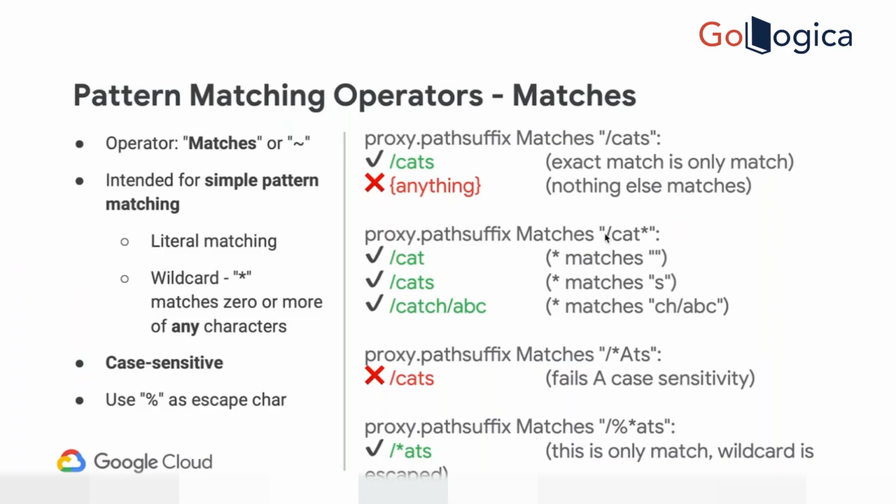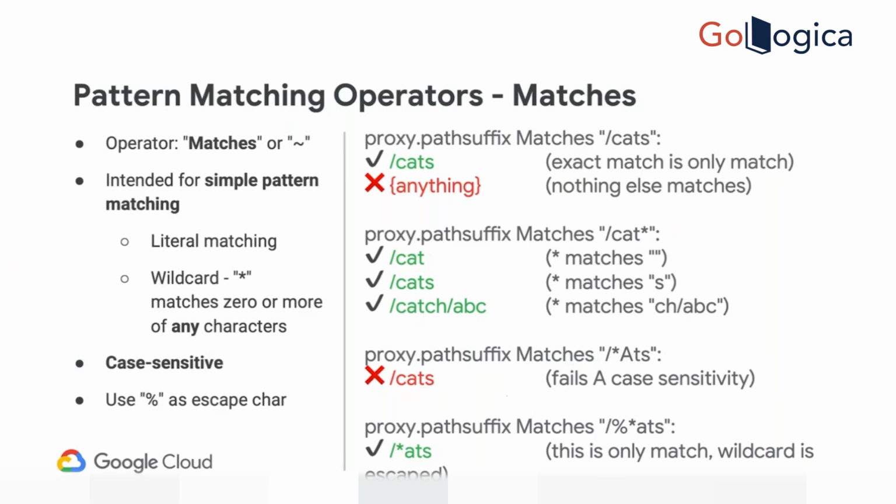If you give cat star, it will match cat, cats, or anything starting with the word cat, catch, APG, whatever. As long as it starts with cat, it will match. It is also case sensitive by default. So if you give capital A, it will not match with small a. Remember that: capital A and small a are treated differently.